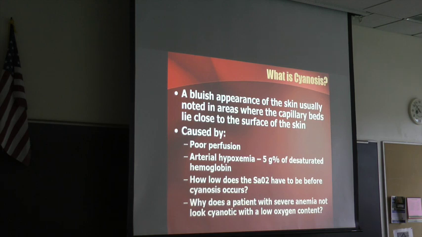But with central cyanosis, so the blue lips, the blue mucous membranes, that's caused from hypoxemia. And what happens is if 5 grams per cent of hemoglobin is desaturated, not carrying oxygen, it changes the color of the blood. All right, so 5 grams, we have good images.